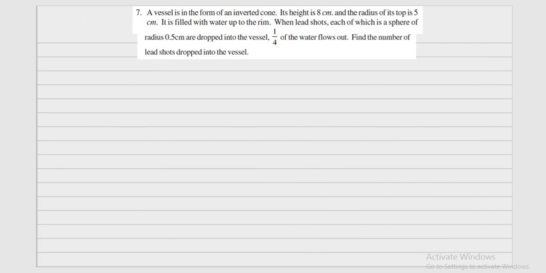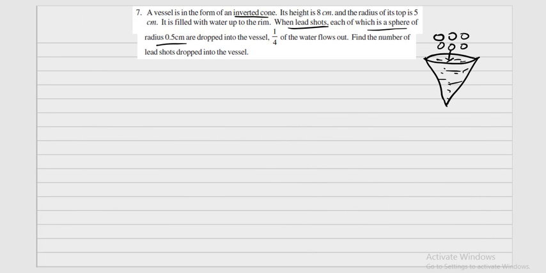A vessel is in the form of inverted cone. So inverted cone means, usually what we have done till now, we have taken cone with base as circle. Now we have inverted this cone. So this cone is filled with water up to the brim. So up to the rim water is poured, and when lead shots, each of which is sphere of radius 0.5 centimeters, are dropped into the vessel. So there are some spheres, so these are dropped into the vessel.